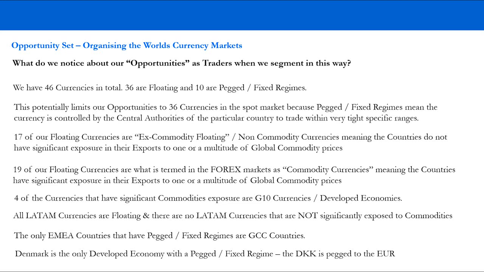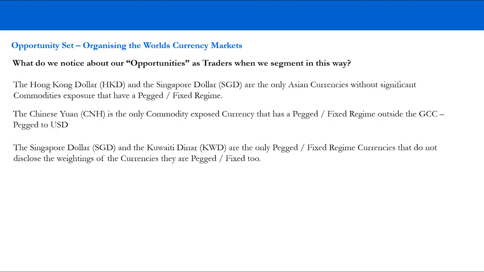All LATAM currencies, Latin America currencies, they're floating, and there's the Latin American countries. There's no Latin American countries that don't have significant exposure to commodities. The only EMEA countries that have pegged or fixed regimes are GCC countries. And we also find that Denmark is the only developed economy with a pegged or fixed regime. And the DKK, the Danish kroner, is pegged to the euro.